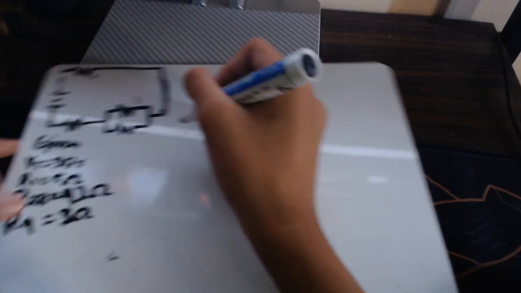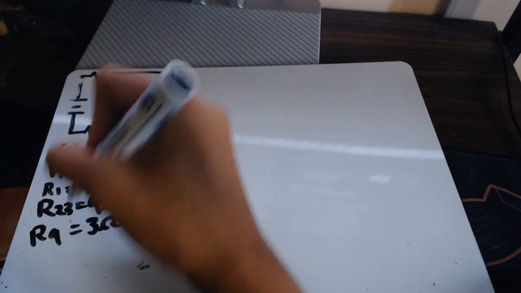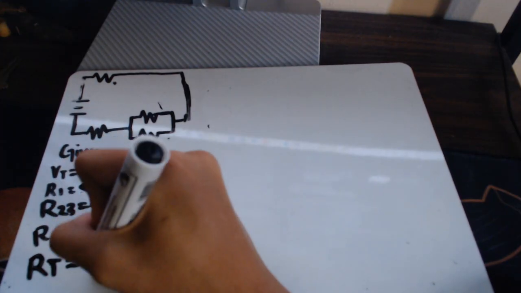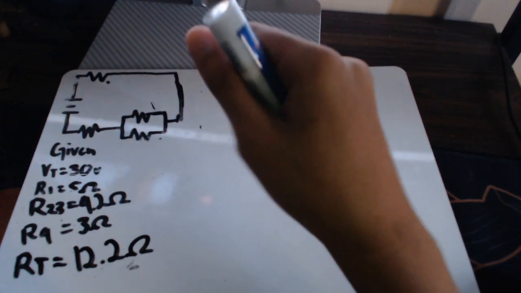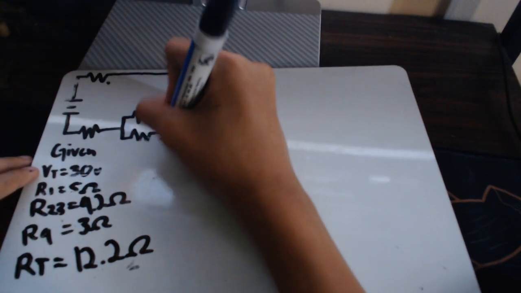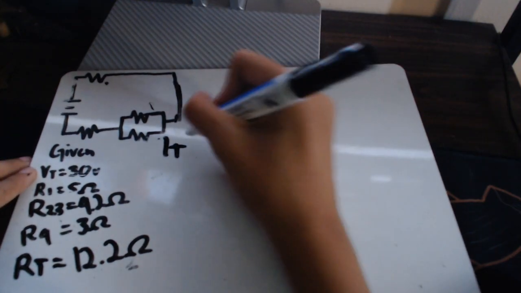Let's simplify it. Okay, now let's put the R total. Now the total resistance is 12.2, and now we have to find the total current.